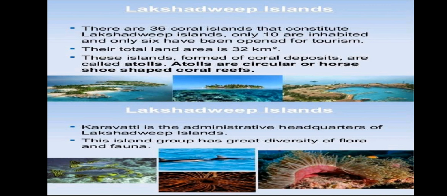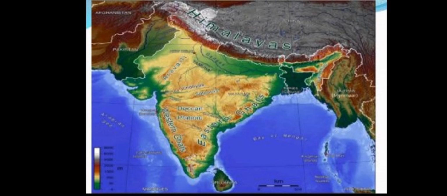These islands formed of coral deposits are called atolls. Atolls are circular or horseshoe-shaped coral reefs. Now Lakshadweep: Kavaratti is the administrative headquarters of Lakshadweep Islands. The capital of Andaman and Nicobar is Port Blair; the capital of Lakshadweep Islands is Kavaratti, the administrative headquarters. This island group has great diversity of flora and fauna.